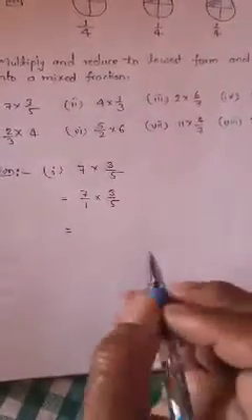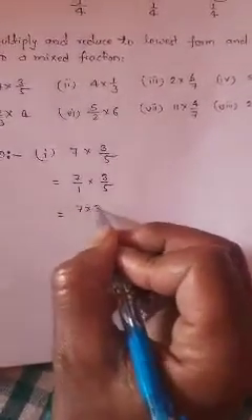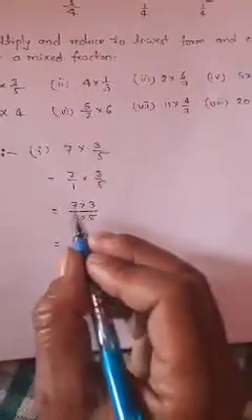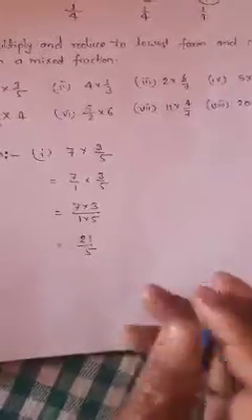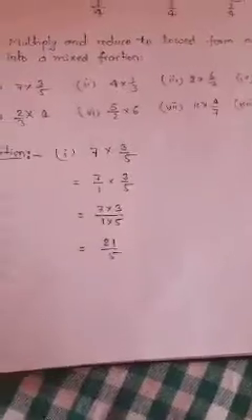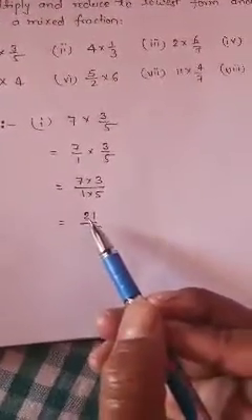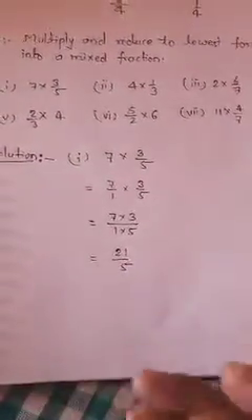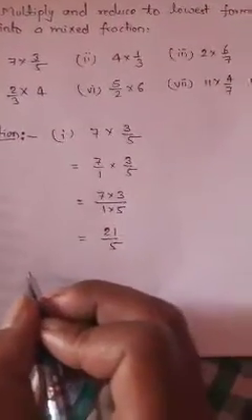In multiplication, never take the LCM; directly multiply numerator with numerator and denominator with denominator. Now 7 into 3 is 21, and 1 into 5 is 5. So this is an improper fraction. Improper fraction means the numerator is greater than the denominator. Here 21 is greater than 5, so it is an improper fraction, and every improper fraction can be converted into a mixed fraction. How? By dividing.